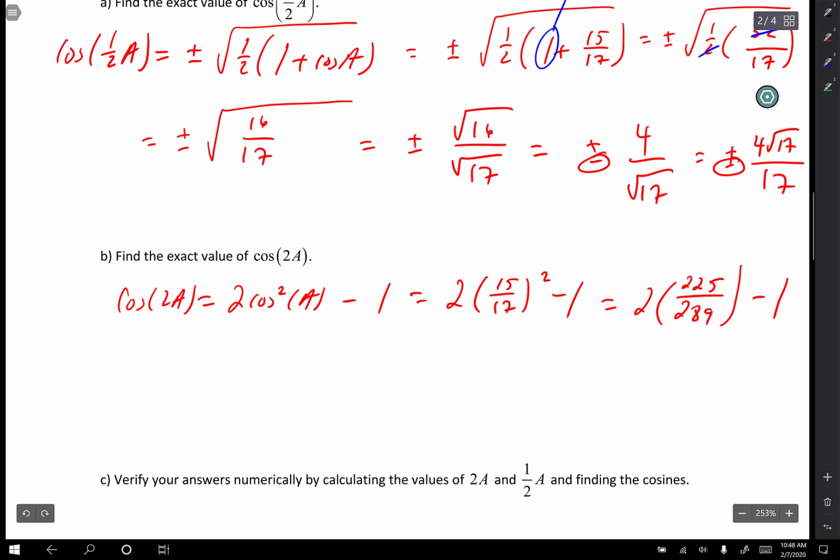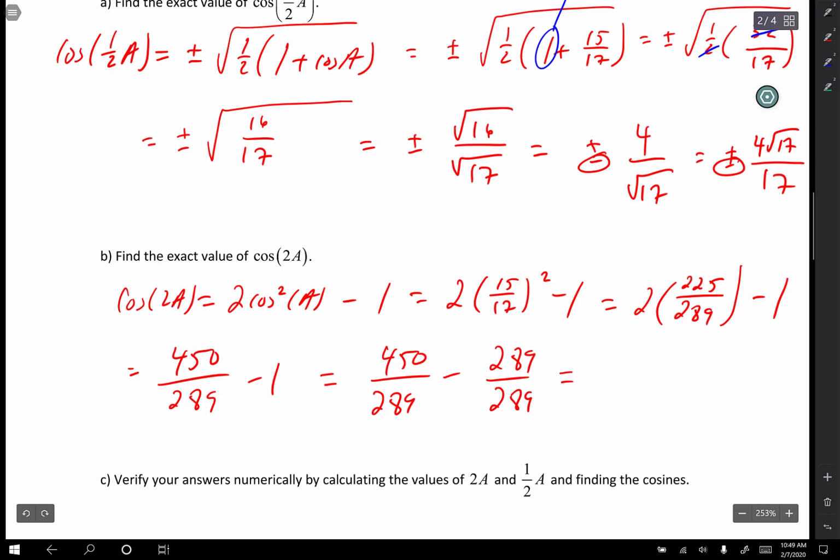Minus 1. Now we're going to double the 225 because the 2 is outside. So double the 225, you get 450 over 289 minus 1. Then we turn that 1 into 289 over 289. So 450 over 289 minus 289 over 289. You can do that by subtracting 300 and then adding 11. So 450 minus 300 is 150, plus 11, 161.